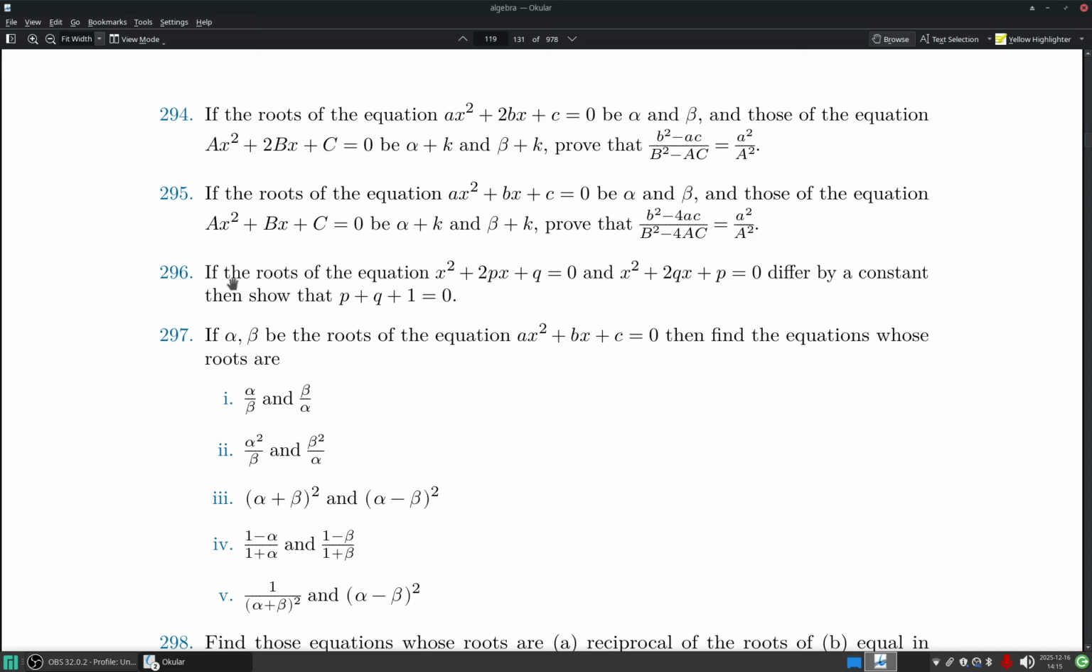Question 296 says that if the roots of the equation x square plus 2px plus q is equal to 0 and x square plus 2qx plus p is equal to 0 differ by a constant, then show that p plus q plus 1 is equal to 0.